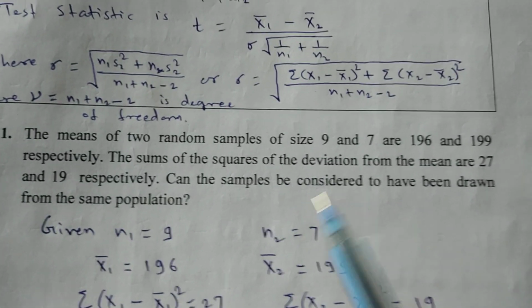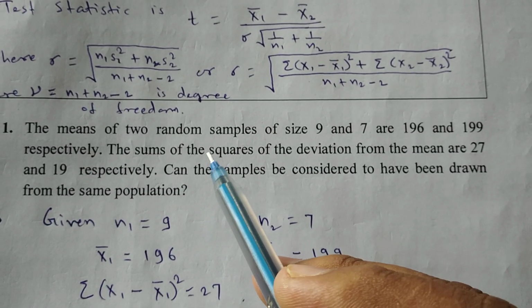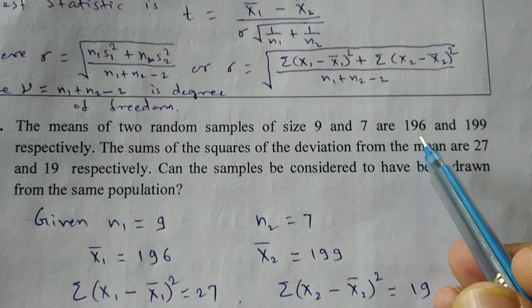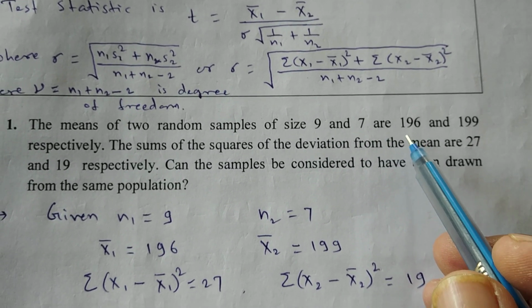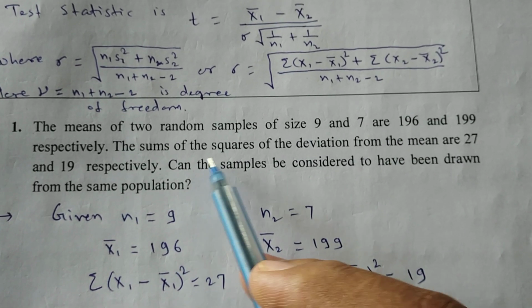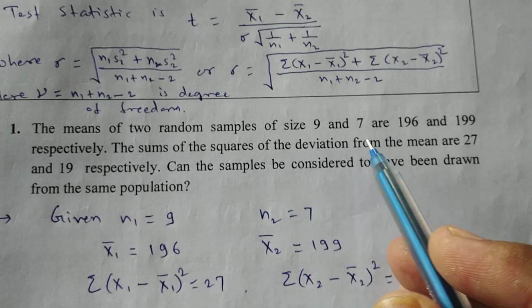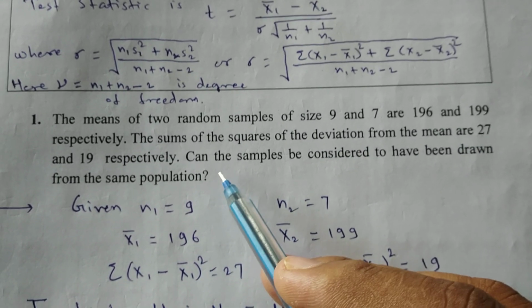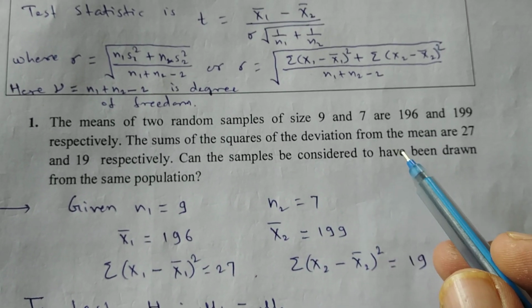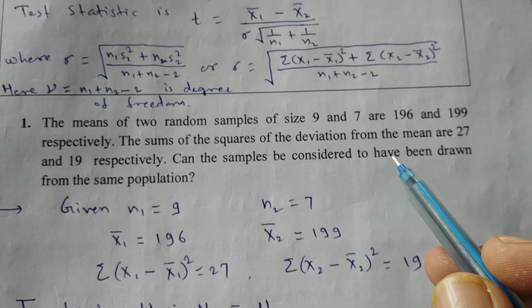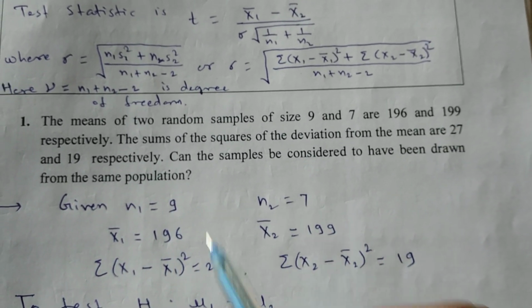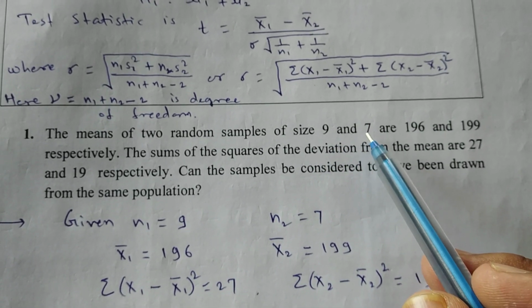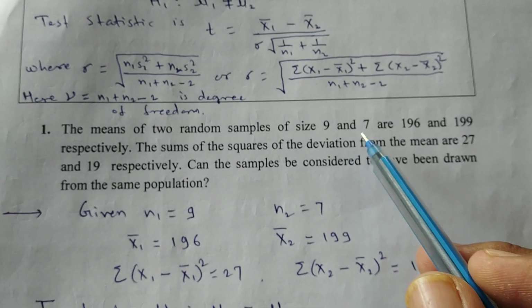See this example. The means of two random samples of size 9 and 7 are 196 and 199 respectively. The sums of squares of the deviations from mean are 27 and 19 respectively. Can the samples be considered to have been drawn from the same population? Now here two samples are given and their sizes are 9 and 7. So this is an example of small samples.